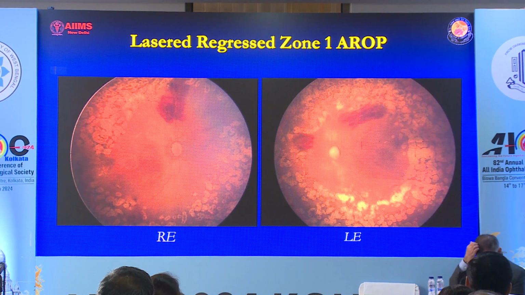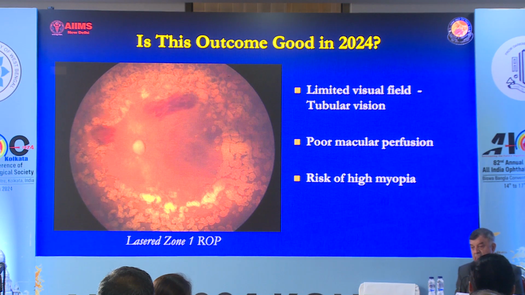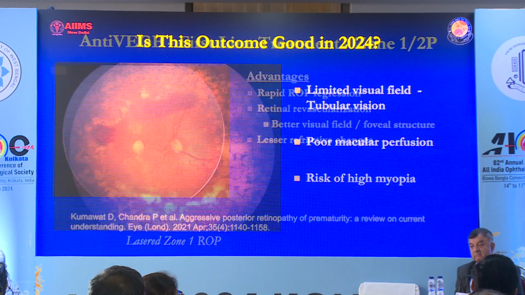So this is typically how laser-regressed zone 1 aggressive ROP used to look, and someone has put in a lot of hard work to do laser in these cases. But the problem right now is that it leads to limited visual field, poor macular perfusion, and the risk of high myopia is obviously there. So what has changed across these years which has brought better treatment modalities in zone 1 ROP?